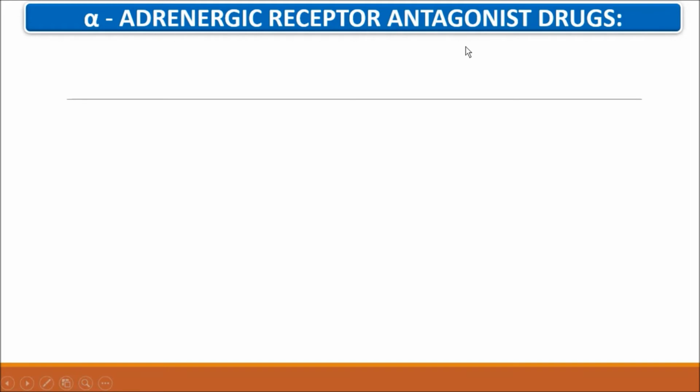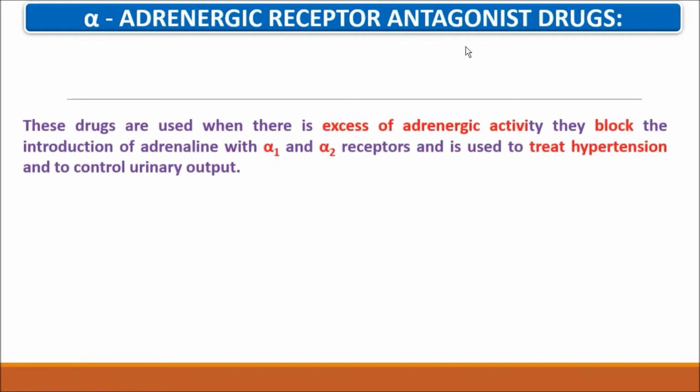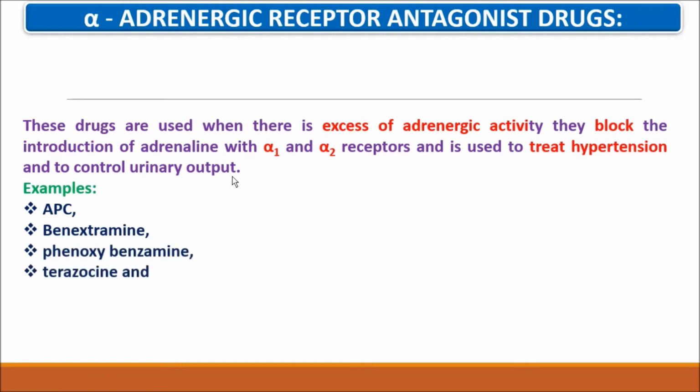So when there is an excess of adrenergic activity, then we have to block the adrenaline receptors, those are alpha 1 and alpha 2. These are used to treat hypertension and also to control urinary output. Examples: APC, benoxyethamine, phenoxybenzamine, terazosin and prazosin.